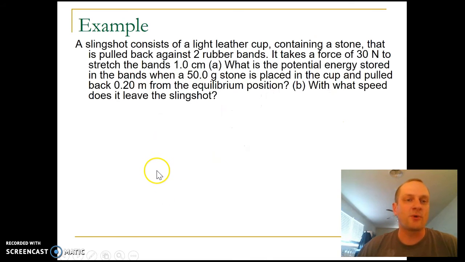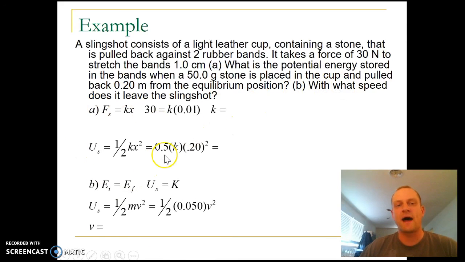So let's do one more example problem. I have a slingshot that consists of a leather cup containing a stone that's pulled back against 2 rubber bands. Now, rubber bands are not ideal springs, but we're going to treat them like they are in this particular problem. It takes a force of 30 newtons to stretch the bands by 1 centimeter. What is the potential energy stored in the bands when a 50-gram stone is placed in the cup and pulled back by 0.2 meters from the equilibrium position? With what speed does it leave the slingshot?